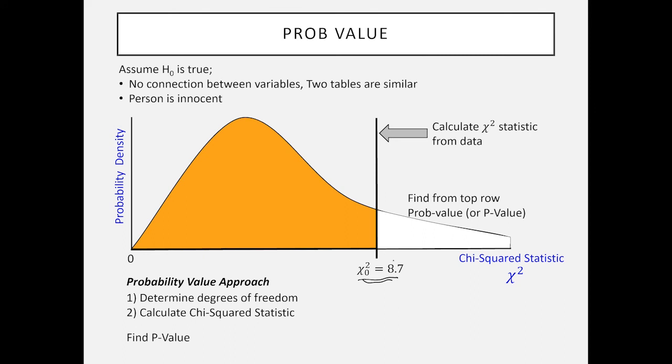Bear in mind, p-value is the white area, assuming the null hypothesis is true. So you could imagine that the p-value varies between 0 and 1. If it's very, very close to 0, then you'd say that it's very unlikely that the null hypothesis is true. On the other hand, if p-value is close to 1, then it's very, very likely that the null is true.